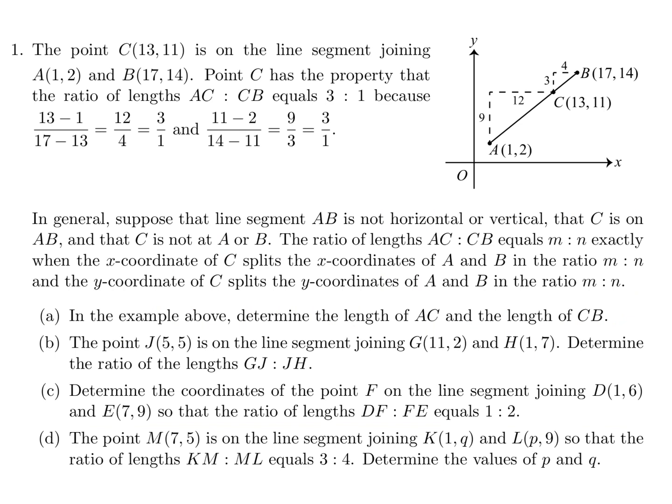The point C(13, 11) is on the line segment joining A and B. Point C has the property that the ratio of the lengths is 3 to 1.